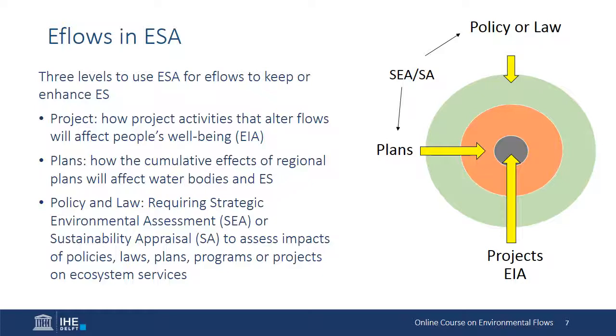When we have plans, policies, or laws that also could influence ecosystem services, we would use Strategic Environmental Assessment, or SEA. At the level of plans, a key point could be to identify what cumulative effects could affect water bodies and ecosystem services, but also what policies or laws, when implemented, could induce impacts on ecosystem services.